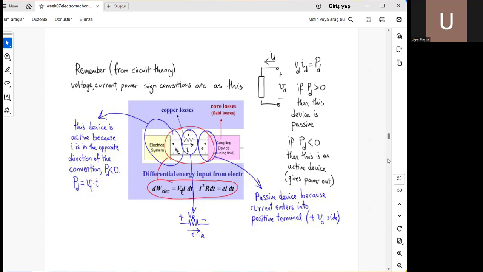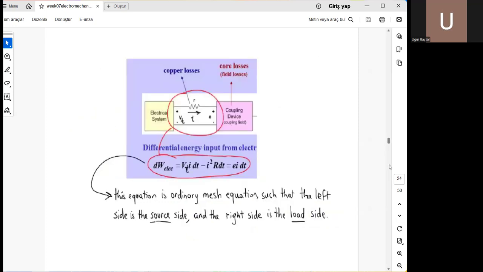This diagram also has voltage and current polarities and directions, or sign conventions. Whenever a device has current flowing out of the positive terminal of the voltage, that's a power generator form, so it generates power. If any device receives current into it from the positive terminal, that's a passive device which consumes power, or power is delivered to this device. That's a kind of refreshment of our circuit theory conventions.